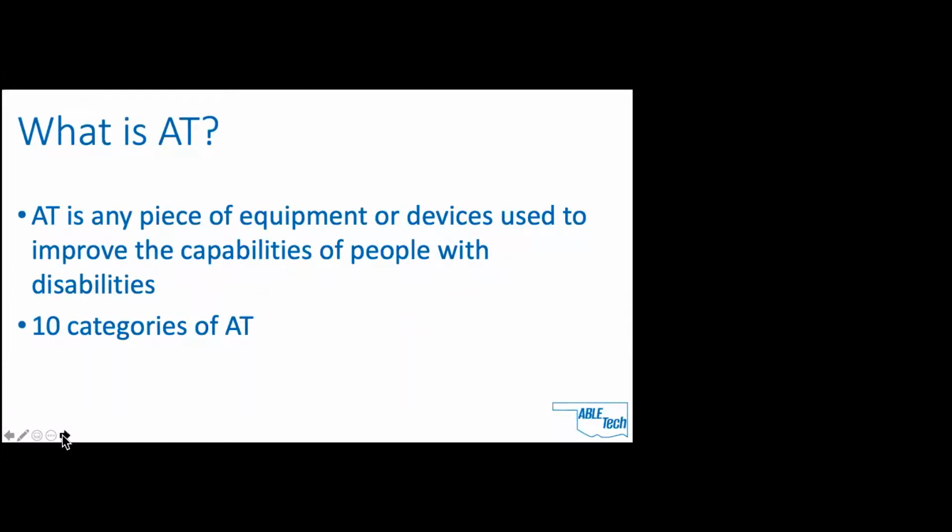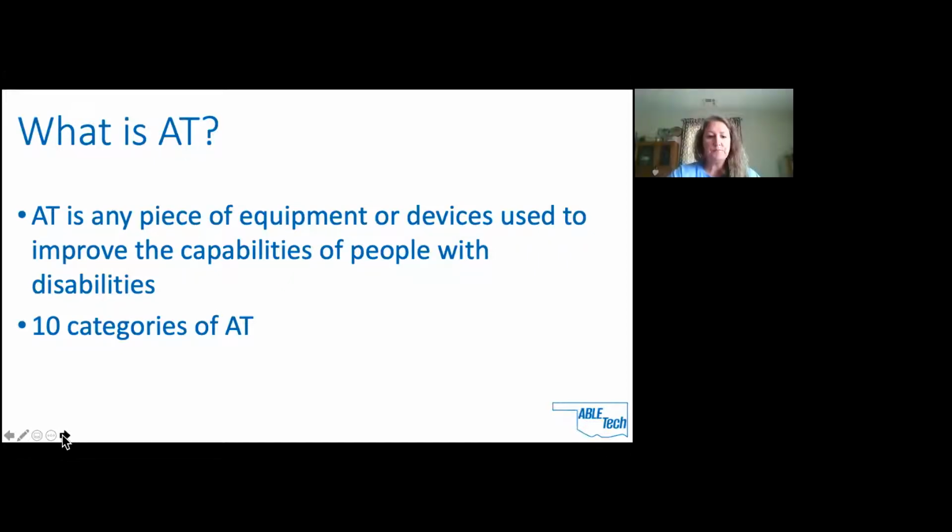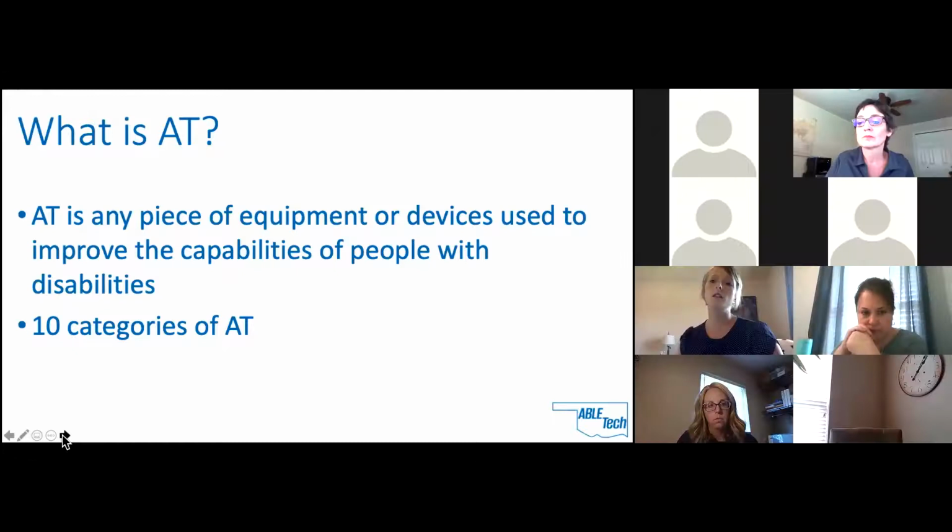So AT, a lot of us know what AT is. It's any piece of equipment or device that's used to improve capabilities of people with disabilities or any individual. It helps people who have difficulty speaking, typing, writing, cognition and remembering, seeing, hearing, learning, walking, and all kinds of other things. Assistive technology is really used to maintain or improve.